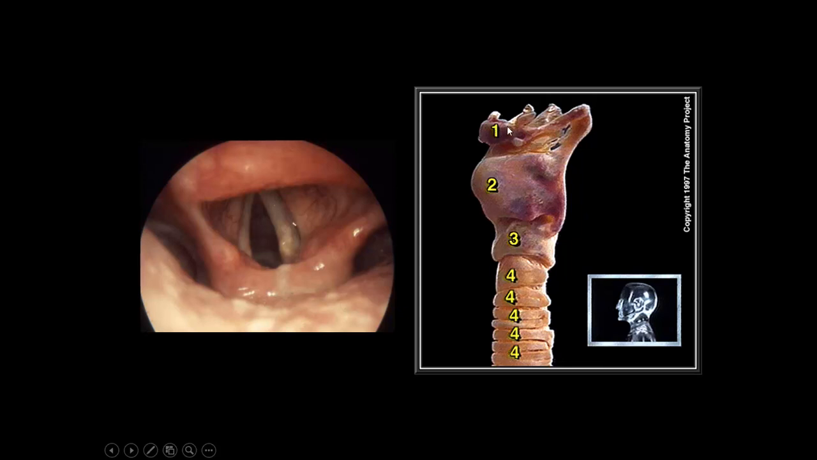Number 1, this is the hyoid bone, H-Y-O-I-D bone. It's the only floating bone in the body, so it's not connected to a tissue like muscle or another bone. Number 2, this is the thyroid cartilage, and number 3 is the cricoid cartilage, C-R-I-C-O-I-D. And together they make that structure that protects the larynx.